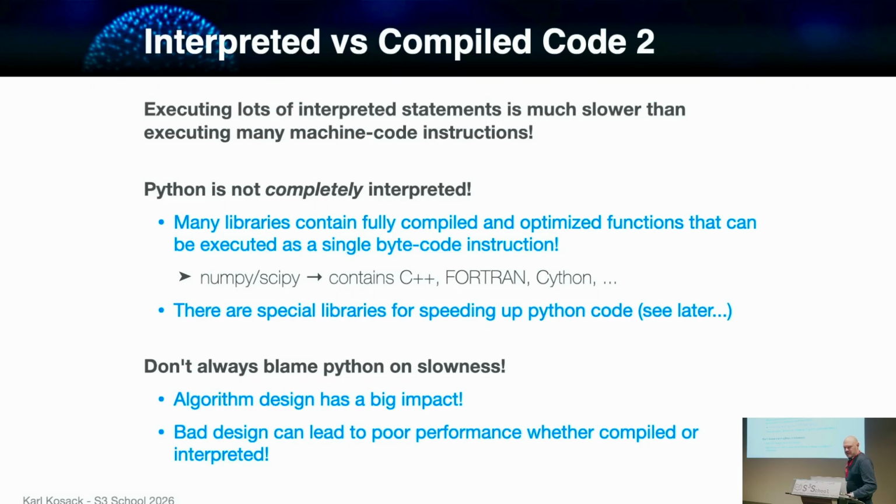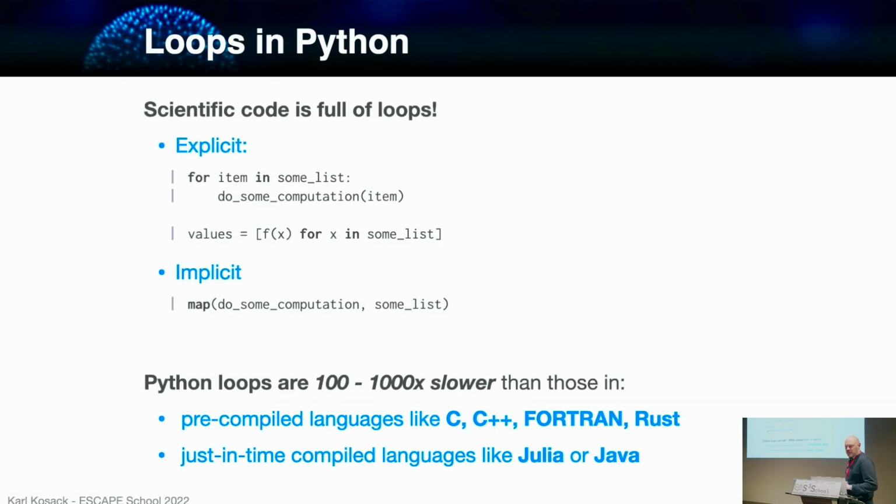Yeah, so that's the context here. One of the biggest things in Python that's slow, however, is loops. And that's because, of course, like I said, you have to execute a statement. When you do a loop, it's looking at each statement many, many, many times.